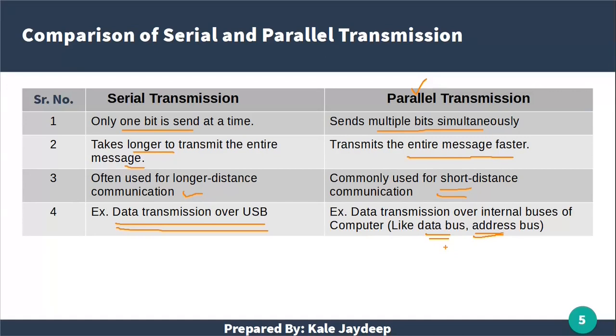At the last, we can say that the choice between serial and parallel transmission depends upon different factors like distance, speed, etc. Both methods play an important role in the smooth functioning of digital systems. I hope this overview provides you with a clear understanding of serial and parallel transmission.